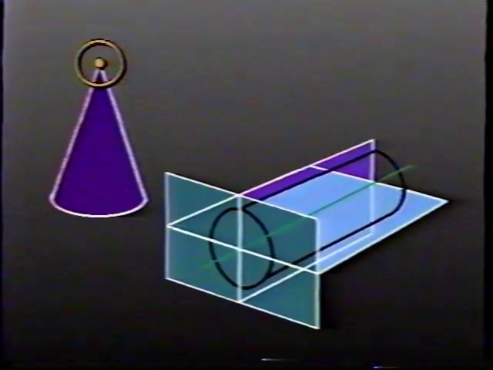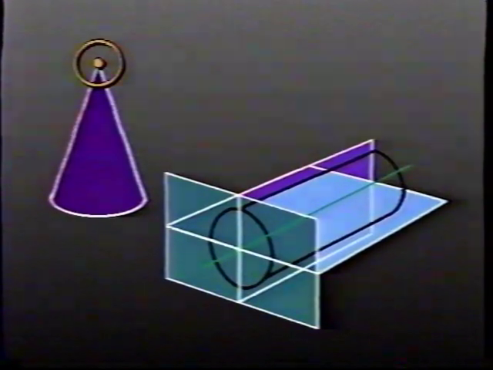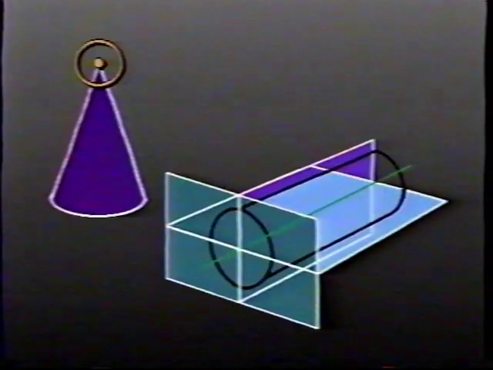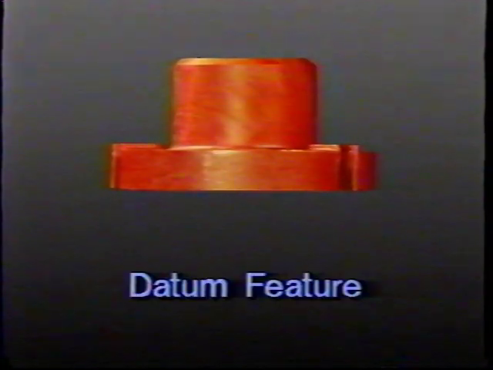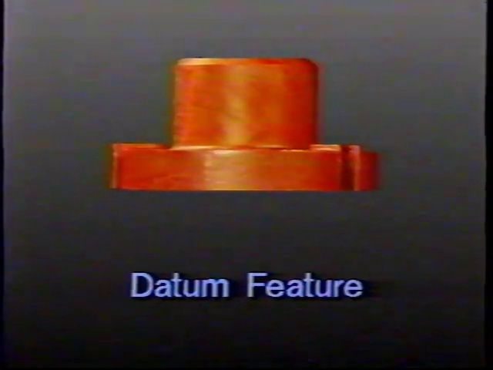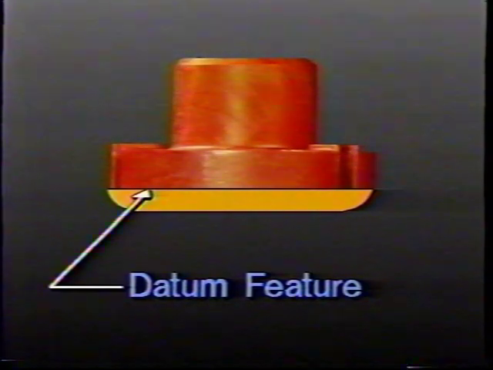Another important GD&T concept is the datum. A datum is a theoretically exact point, axis, or plane from which the location or geometric characteristics of a part feature are measured. In other words, it's a starting place or origin. A datum is established from an actual part feature. The actual part feature is called a datum feature. This flat surface is an example of a datum feature.